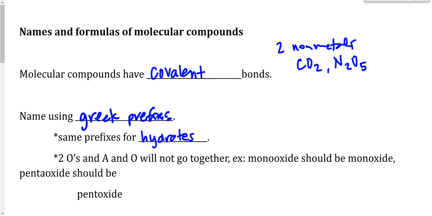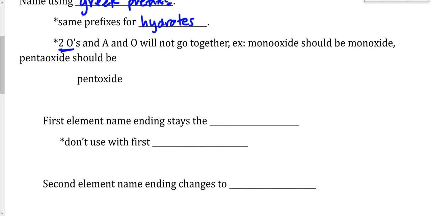All right, so a couple rules with that, though. You're never going to have two O's next to each other. With something like monooxide, you would just drop one of the O's, and you wouldn't put an A and an O next to each other. So you wouldn't have pentaoxide, you would just write pentoxide. You'll see that as we go through. Those aren't things you would necessarily get marked wrong on if you did them, but these are the rules, and typically how they will be written correctly.